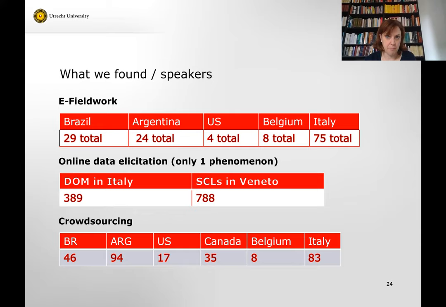We had an elicitation of some questionnaires, some data from other projects, some little projects. So an inquiry on differential object marking that got 389 respondents in Italy, and subject clitics in Veneto only got 788. For our crowdsourcing, these are the data that we have that you find online. We got a lot from Italy, as you can see. Many of these, so all of these Italians were crowdsourced, so Italians just uploaded their own data, but many of the Brazilian and Argentinian and US, etc., were collected during fieldwork, so during the free speech, free conversation.